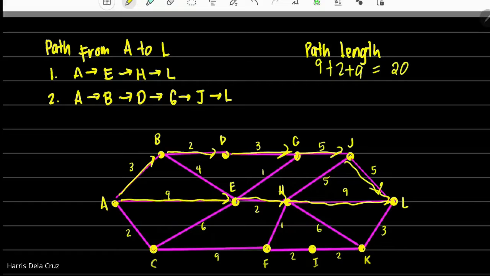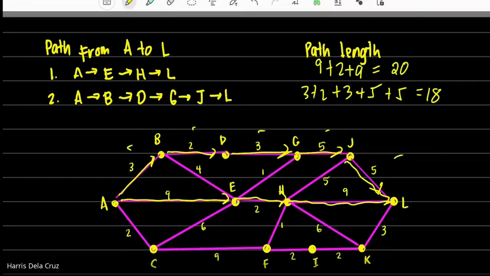So the path length will be the sum of the weights of each edge. So that's 3 plus 2 plus 3 plus 5 plus 5. So that gives us 18. So although it consists of more edges, in that particular route, gumamit tayo ng 1, 2, 3, 4, 5 edges. Pero all in all, ang naging total distance lang natin or yung weight, 18. So it doesn't mean na mas konti yung number of edges, ibig sabihin na mas shorter yung path. Yan. So again, nagmamatter yung weight ng path.